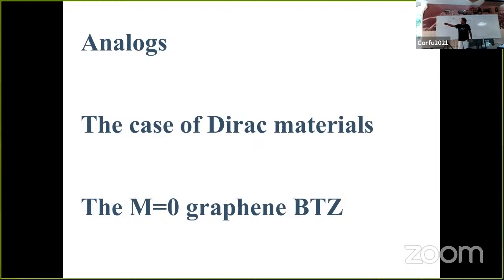Then I'll describe the case I'm most familiar with, which is the case of Dirac materials. I will show why this particular set of materials, which started off with graphene but is now an entire family, lends itself very well to answering at least certain questions about fundamental physics. And then I'll keep the promise of the title. I'll use these arguments to see how the realization of a very specific black hole in 2+1 dimensions, in a very specific regime, which is M equals zero, may help us understand some of these issues.